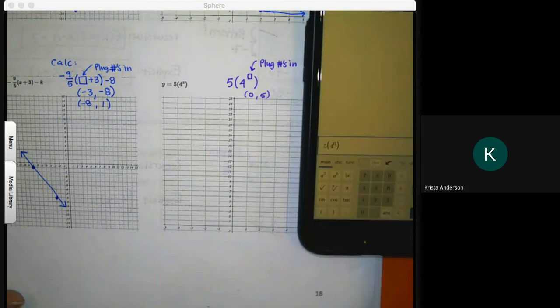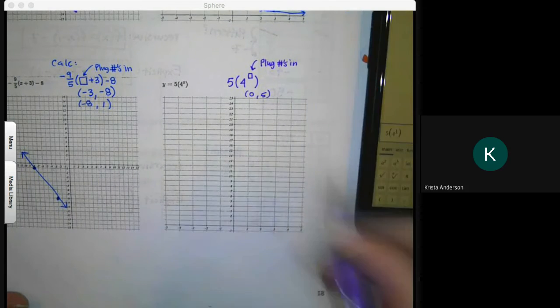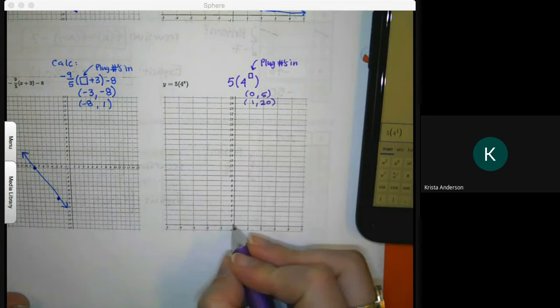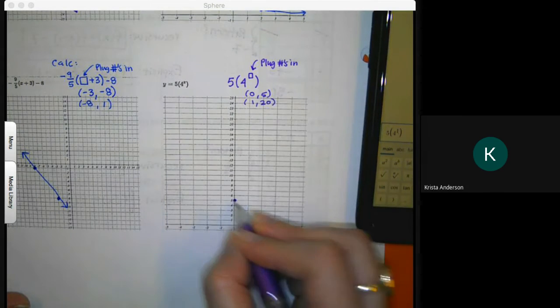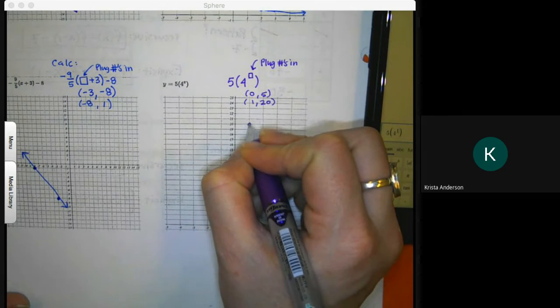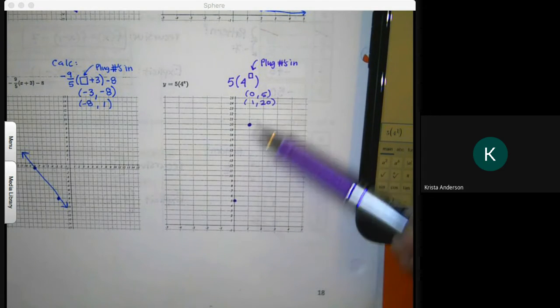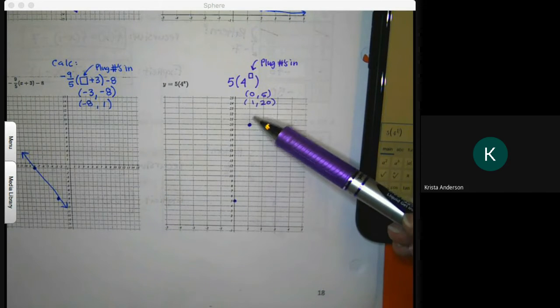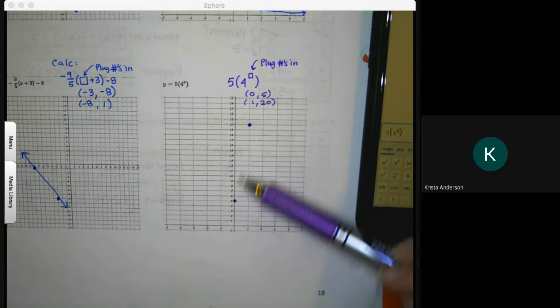Let's pick, I'm going to do a 1. 1 is at 20. 0's at 5. 1 is at 20. Is this going to be a line? Should I have it go straight through? No. When it's up in the power, it should curve.